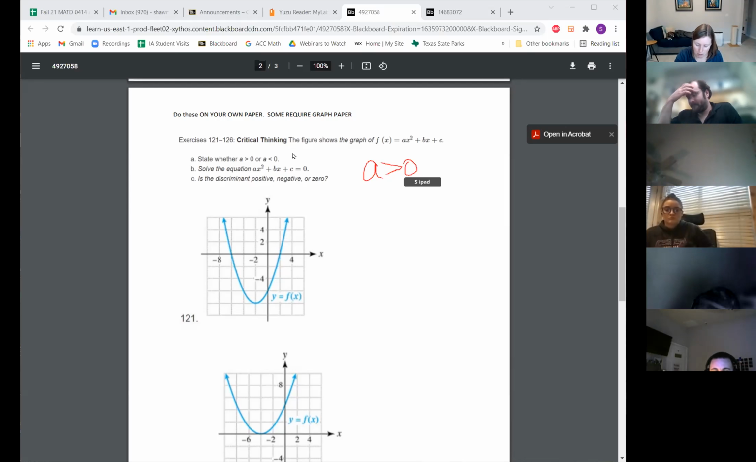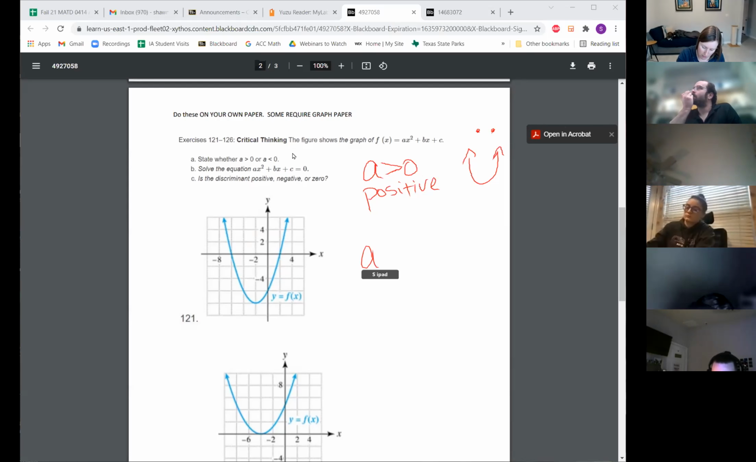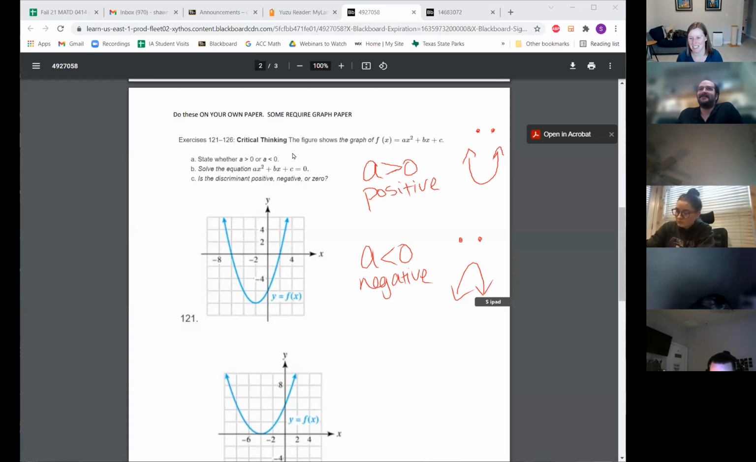That means it's positive, right? Greater than 0 means it's positive. So that's when it's smiling. It's going up, right? Smiling parabola. And then A is less than 0, that implies that it's negative. And that's when your parabola is sad. So your parabola is going down because it's negative. It's a grumpy parabola. So that should help us answer A for all of these problems.